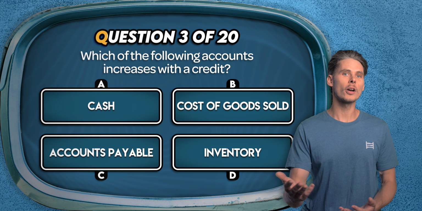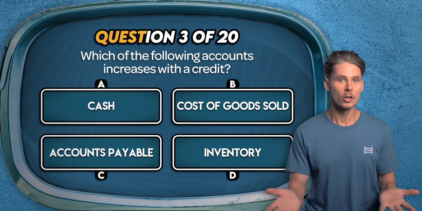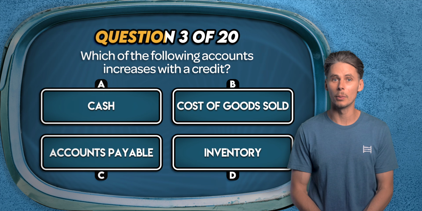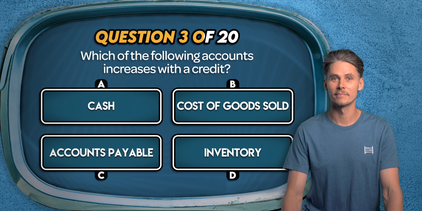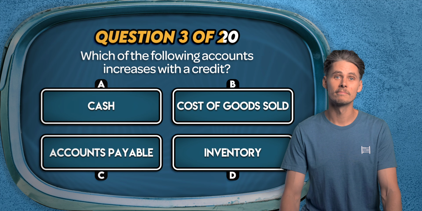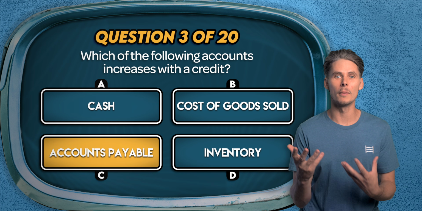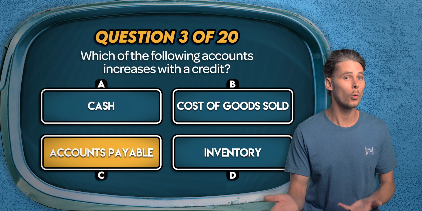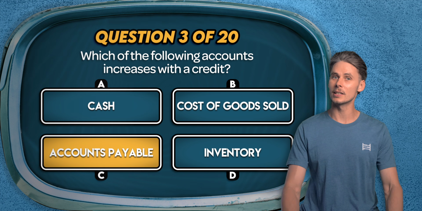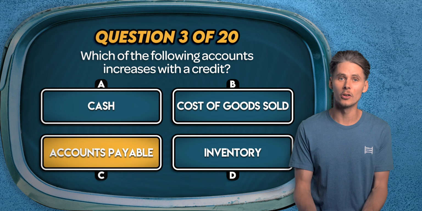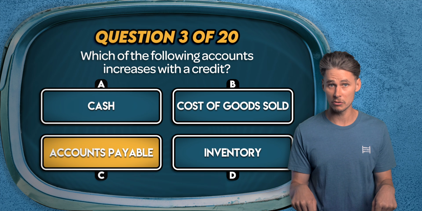Question 3. Which of the following accounts increases with a credit? Is it cash, cost of goods sold, accounts payable, or inventory? It's C. Accounts payable represents money a business owes to suppliers for goods or services purchased on credit. It's a type of liability represented by the L in dealer, so it's a normal credit account. This means credits increase it and debits decrease it.